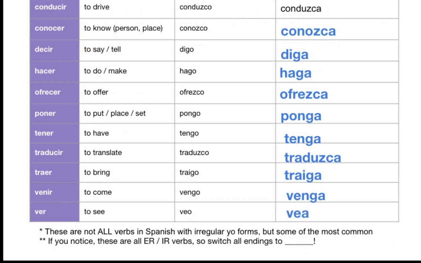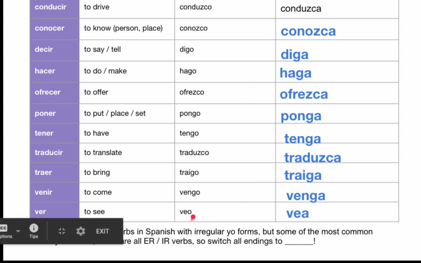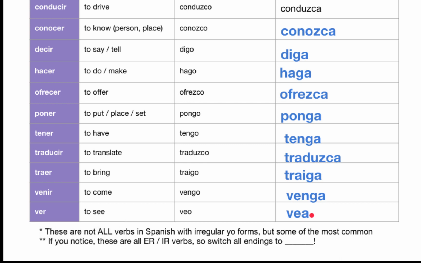And ver is to see. So again, we're going to drop the O. It's an ER verb, so we add the A, and that is vea. Now, if you notice, all of these were either ER or IR verbs, so all the endings switched to A. Most of the irregular verbs are in that situation.